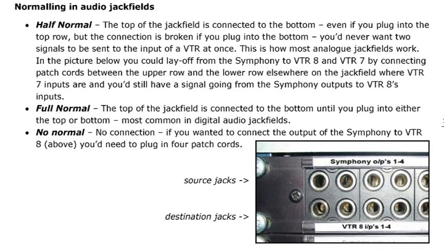You also occasionally find jack fields that have no normaling whatsoever, so even if things are above and below each other, like we have in this instance, the Symphony outputs on the top and the VTR inputs on the bottom, if there was no normaling on that, then you would get no signal until you got out your patching cables and patched them in. So that's the distinction of half normaling, fully normaling, and no normaling.